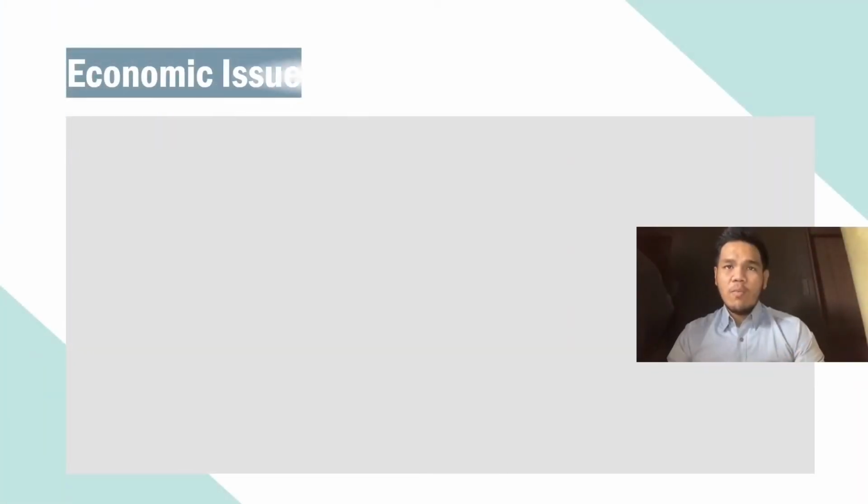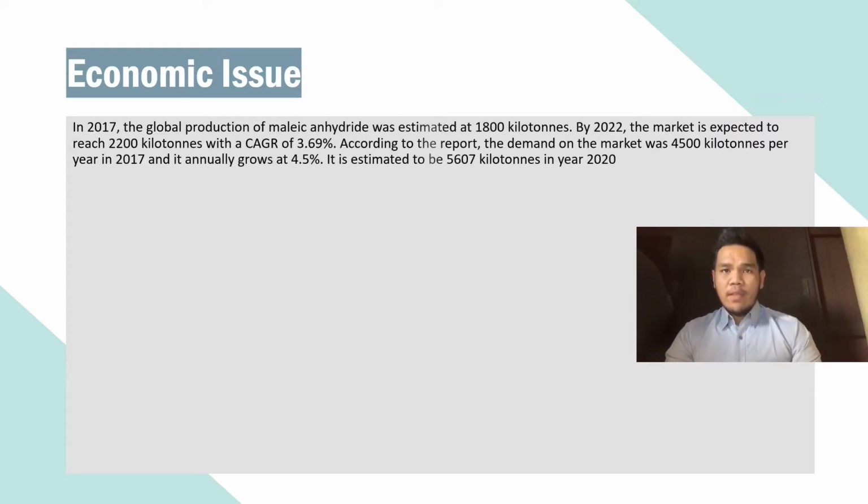Let's proceed to the economic issues for the production of maleic anhydride. In 2017, the global production of maleic anhydride was estimated at 1,800 kilotons. By 2022, the market is expected to reach 2,200 kilotons with a CAGR of 3.69%. According to the report, the demand on the market was 4,500 kilotons per year in 2017 and it grows annually at 4.5%. So, it is estimated to be 5,607 kilotons in 2022.